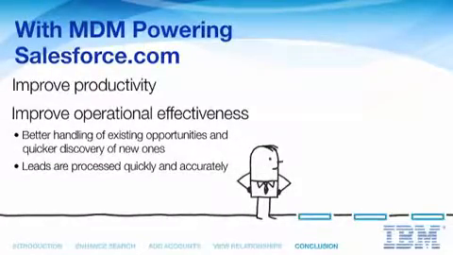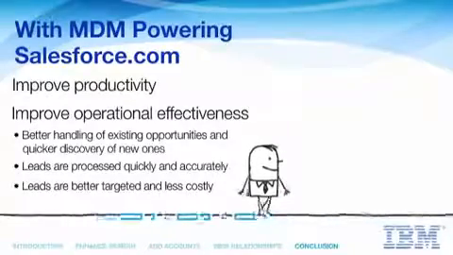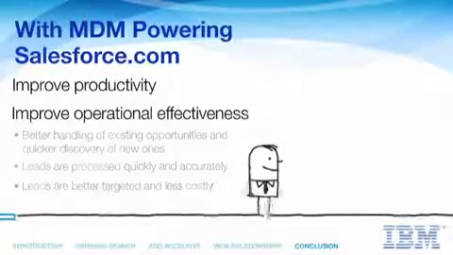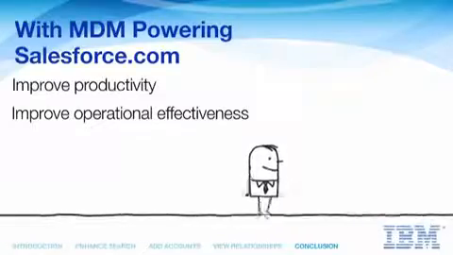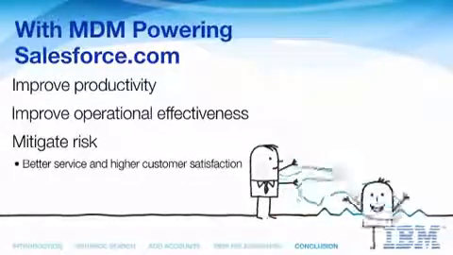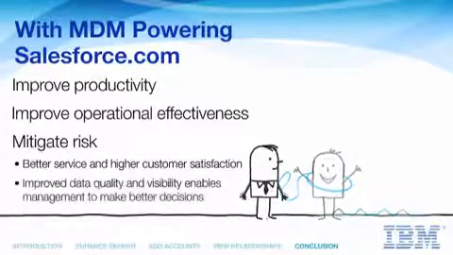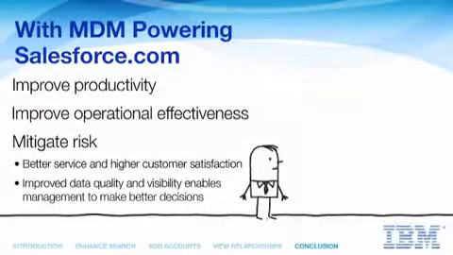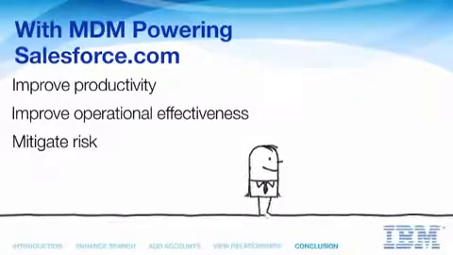Marketing leads are processed more quickly and accurately. Lead generation activities can be better targeted and less costly. And finally, MDM can help mitigate risk. Accurate customer information results in better service and higher customer satisfaction. Improved data quality and enhanced data visibility enables management to make better decisions.